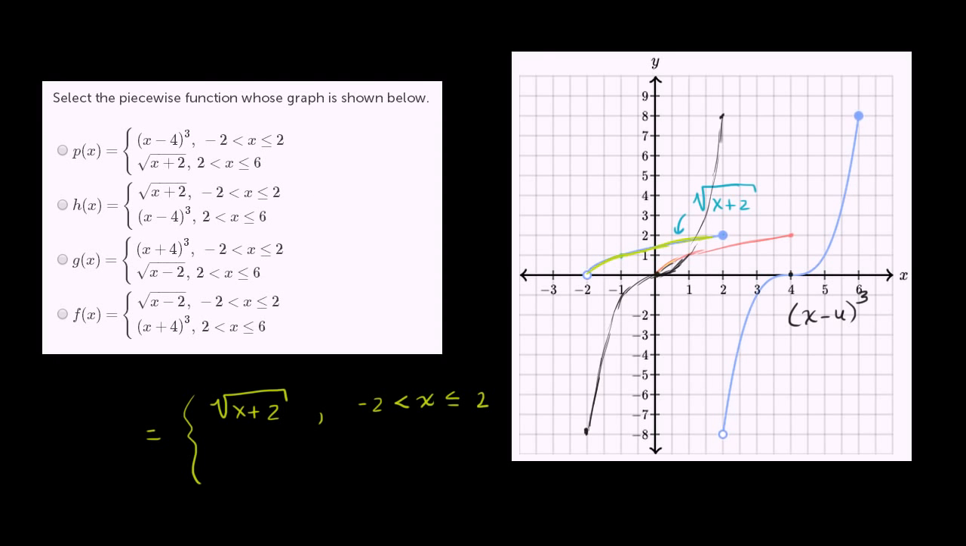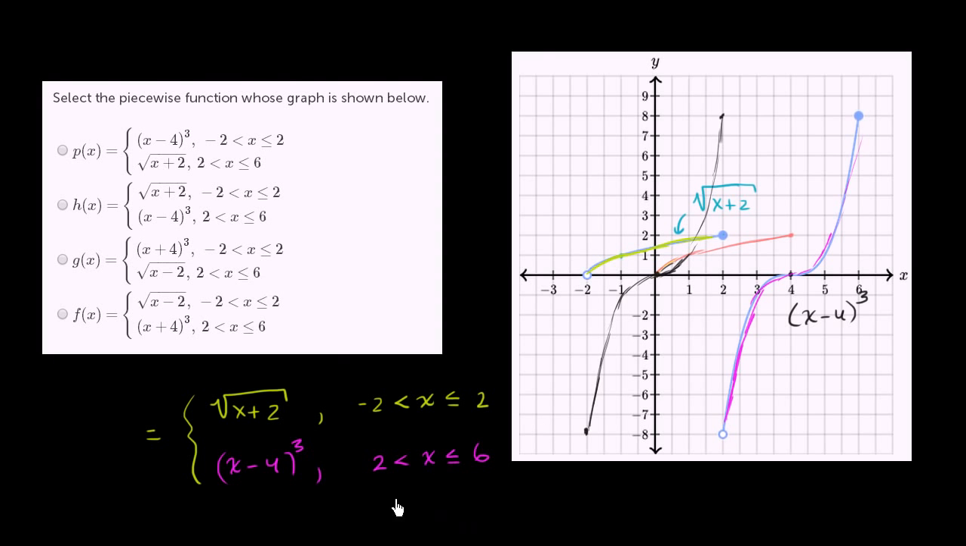So we could say this part of the function right over here is x minus 4 to the third power for x being greater than 2, or we could say 2 is less than x, and it's defined all the way to x being equal to 6, but not being greater than. So x is less than or equal to 6.